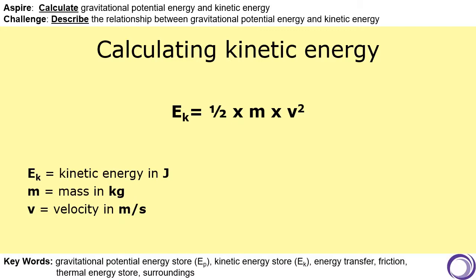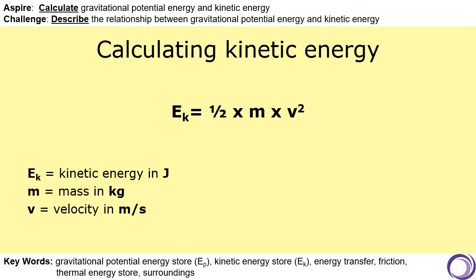But this equation is a little bit more complicated than the gravitational potential energy equation. I'd like you to write this equation down in your notes, please, again. So it's EK, which is kinetic energy, equals half times mass times velocity squared. So your velocity is the speed of the object in a given direction. EK is the kinetic energy, which is measured in joules. M is the mass, which is measured in kilograms. And V is the velocity, which is measured in meters per second.